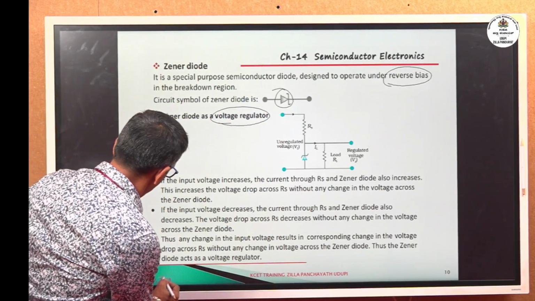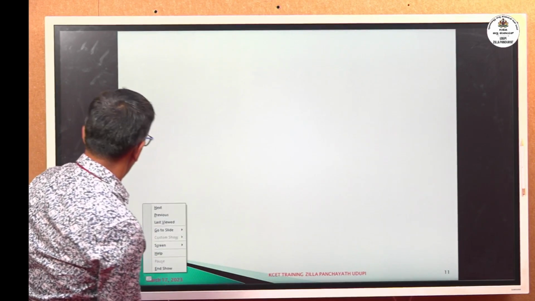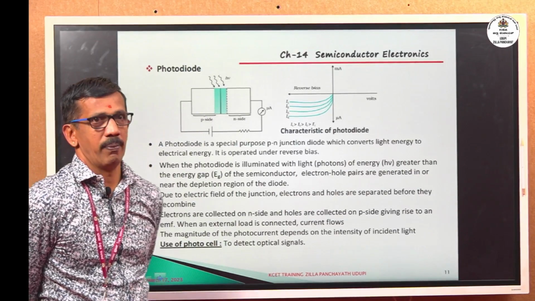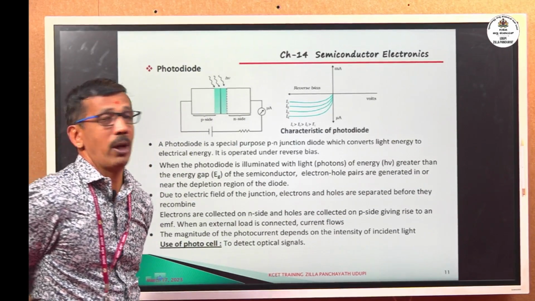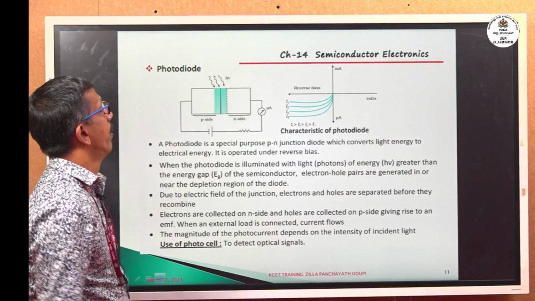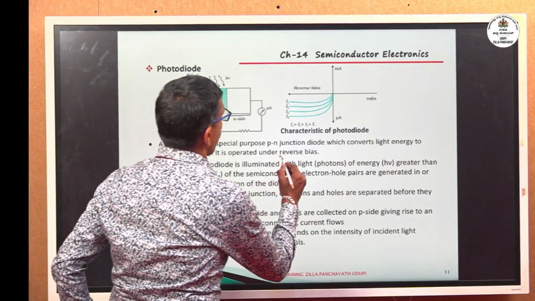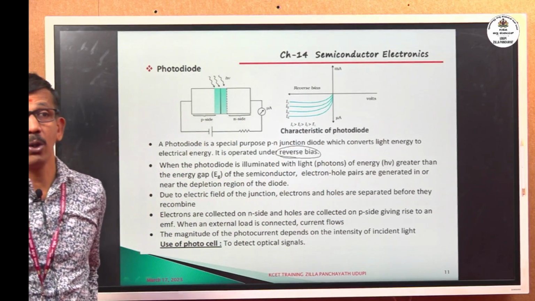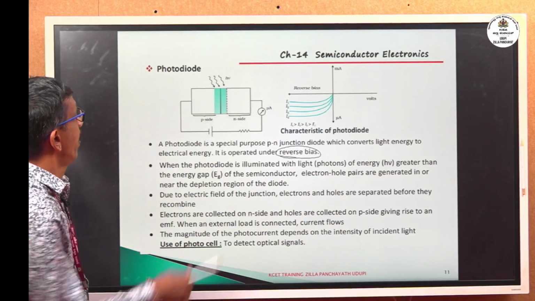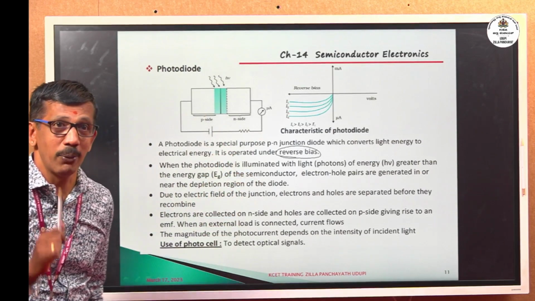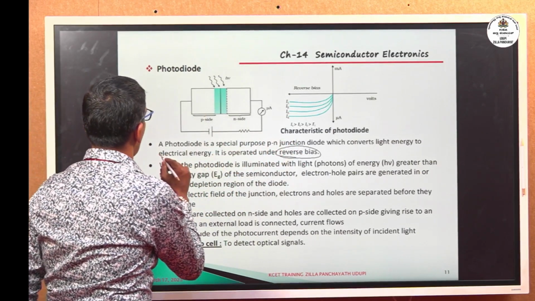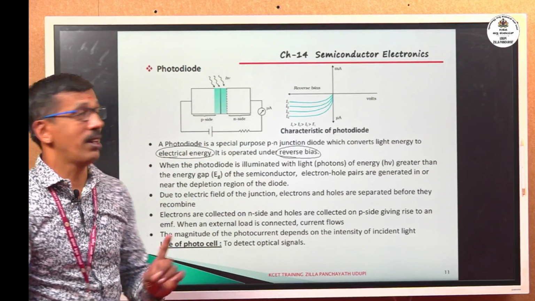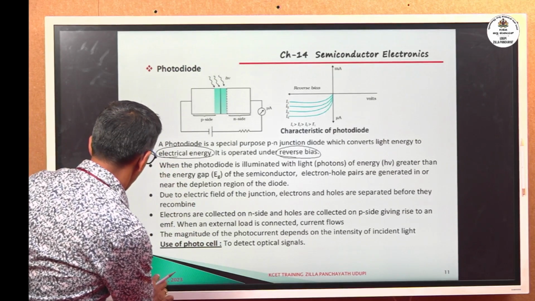Next we move on to photodiode. Photodiode is an optoelectronic device which operates in reverse bias, used to detect the light signal. Photodiode is a special purpose PN junction diode which converts light energy into electrical energy. So, the detection of light signal is done by using photodiode.